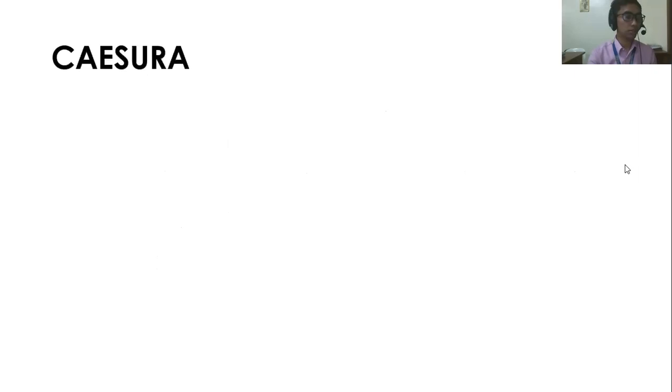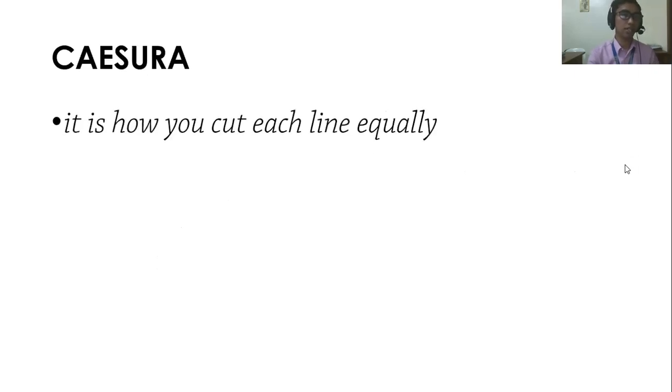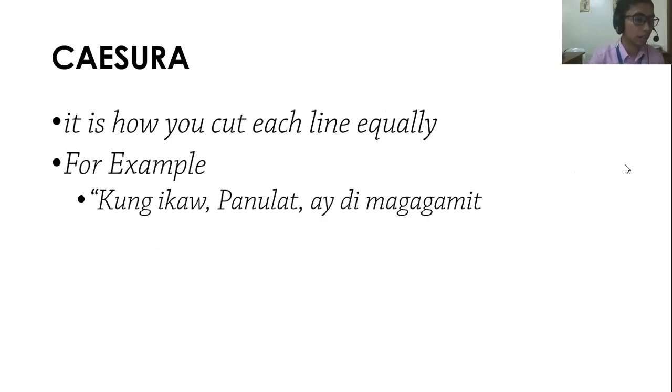Okay, we have also Caesura. So Caesura is how you cut each line equally. Okay, for example, this one is by Benigno Ramos, Panulat.